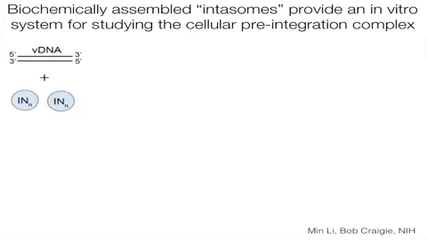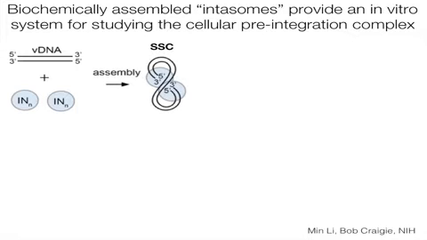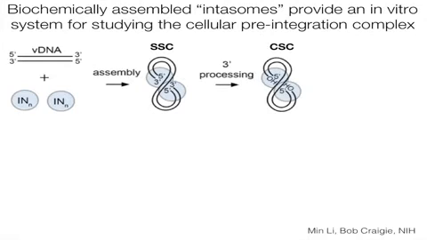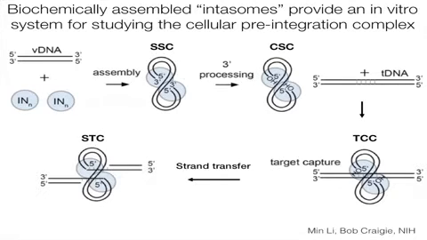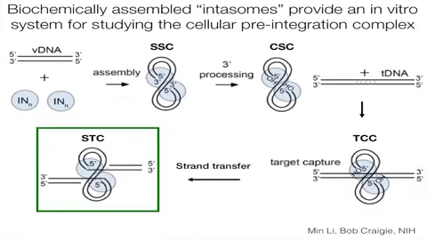And under specific biochemical conditions, those can then form a nucleoprotein assembly that we call the stable synaptic complex. Integrase will then cleave off 2 of the nucleotides from the 3' end to form the cleaved synaptic complex. That complex can then capture additional target DNA, additional oligonucleotides, to form the target capture complex. And finally, integrase will perform its second catalytic step to make 2 nicks in target DNA and insert viral DNA into the target DNA. That forms a strand transfer complex intasome, or STC intasome.